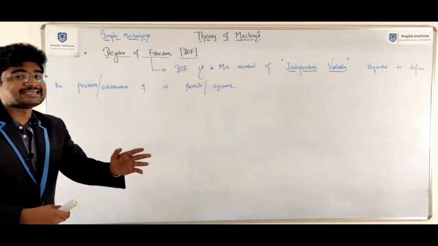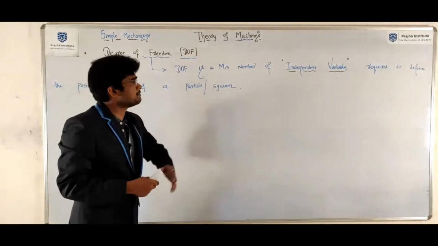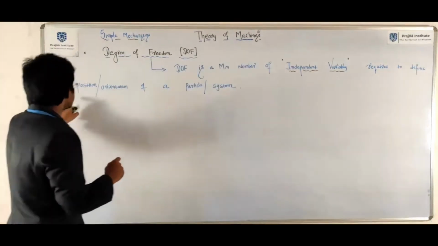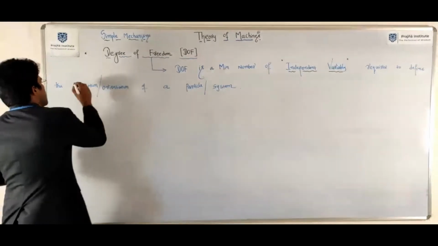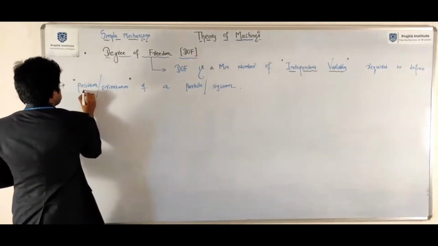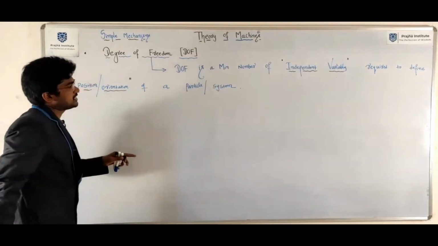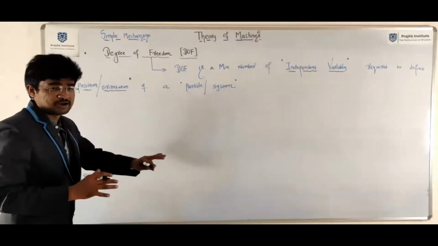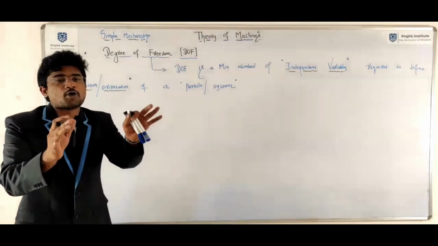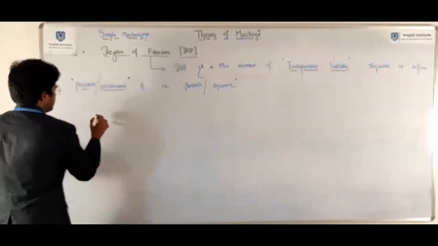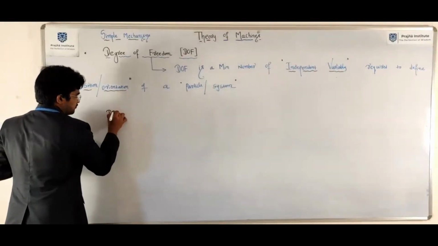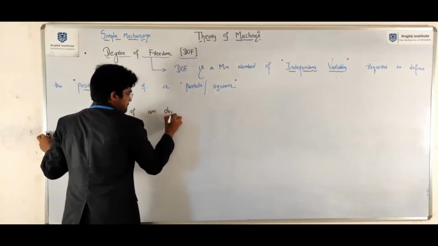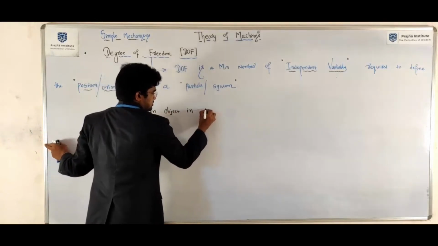Degree of freedom is defined as the minimum number of independent variables required to define the position and orientation of a particle or system. First, focus on the degree of freedom of an object in space.